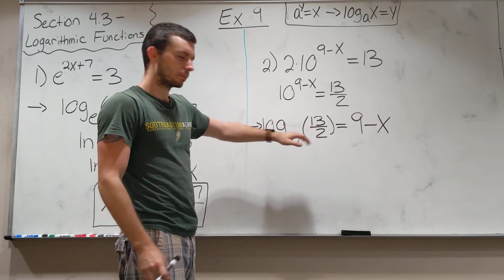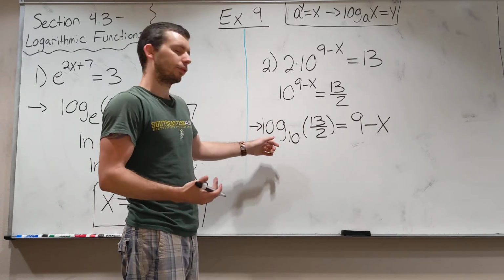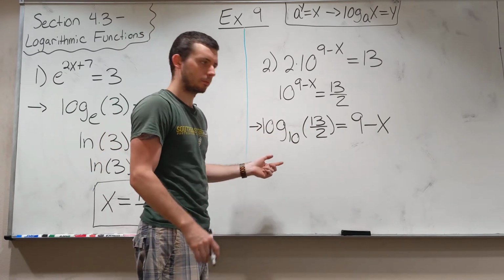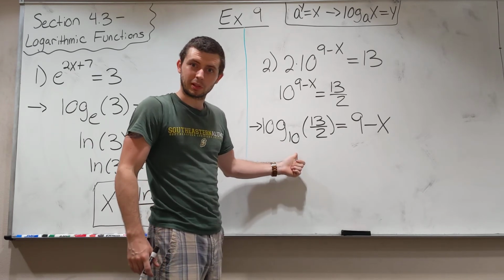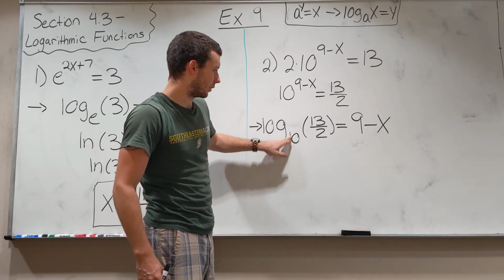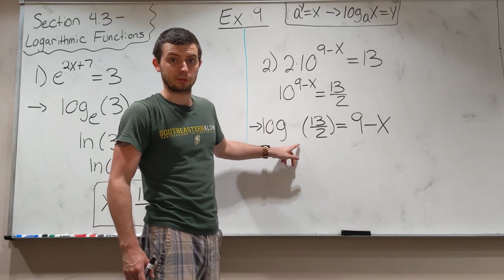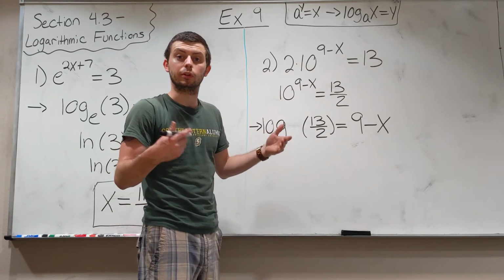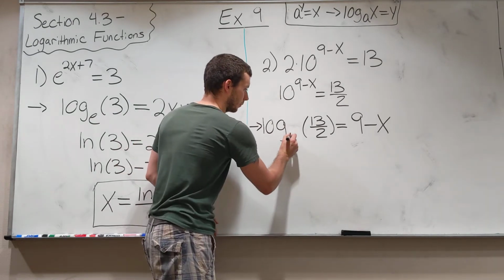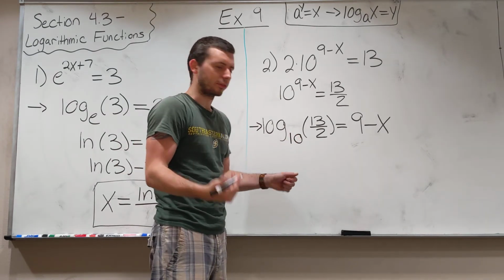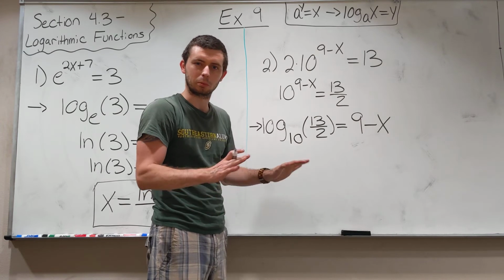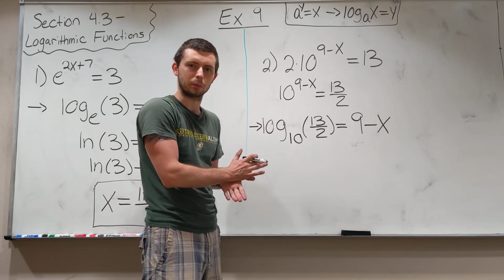So now that we're here, and also, as I mentioned before, if you ever have log base 10, you technically don't have to write the 10. If there's no subscript here for a logarithm, it's understood to be 10, but from my experience, if you leave the 10, it won't count it wrong, but I'm just letting you know.